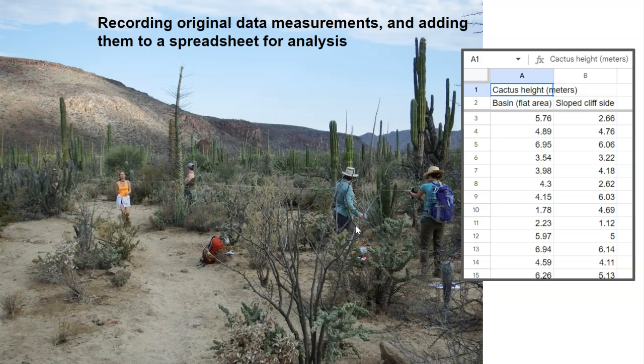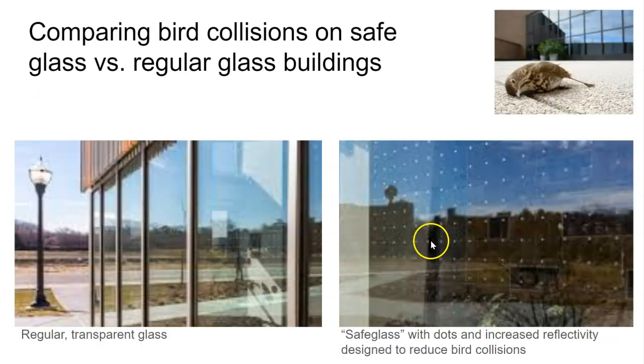And the cacti is just one example. There are other examples, such as this one, which we're going to talk about here, about comparing bird collisions on what is known as safe glass, shown on the right here, which has these sort of dots and maybe is a little more reflective, and it makes it so theoretically, birds would not fly into this as frequently as they would a more regular transparent glass, and that would reduce the number of collisions and fatalities of birds. But of course, this is a great idea, but it needs to be tested statistically.